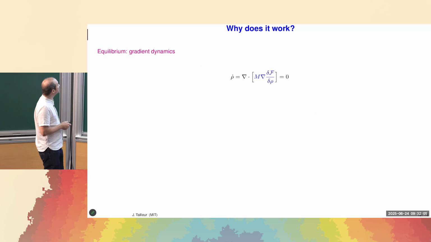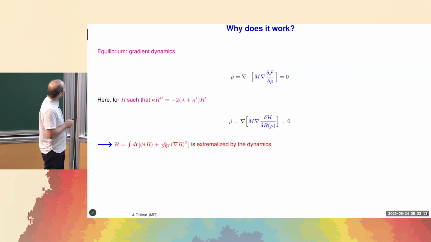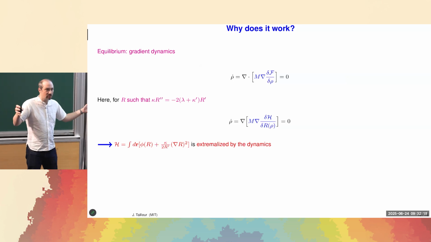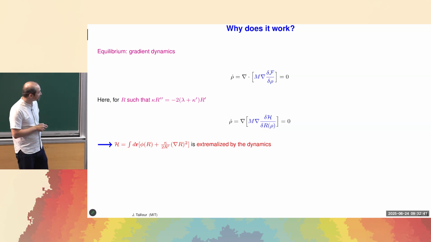But there is a deeper reason why it works, which is that in equilibrium, your harmonic equation can be written like that. Now, with the function r, you can take your d-dimensional harmonic equation and rewrite it as rho dot is equal to the divergence of a mobility times the gradient, not of delta f with respect to delta rho, but of the functional derivative of a generalized free energy h with respect to delta r, where the expression of h is given here. You have a local part and you have a gradient term.